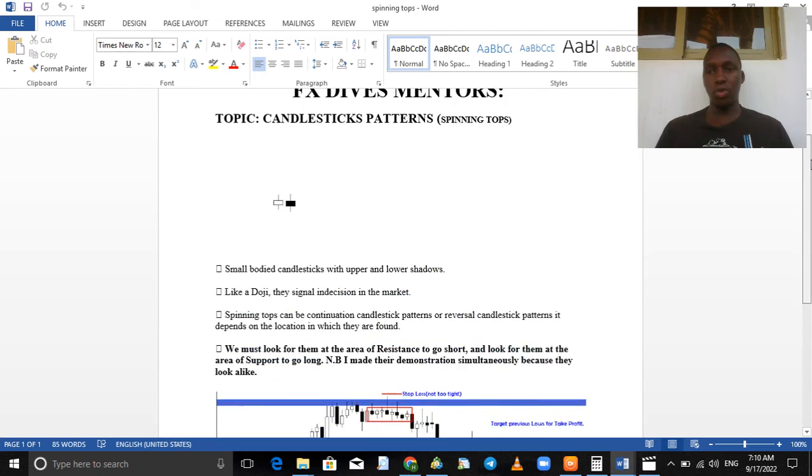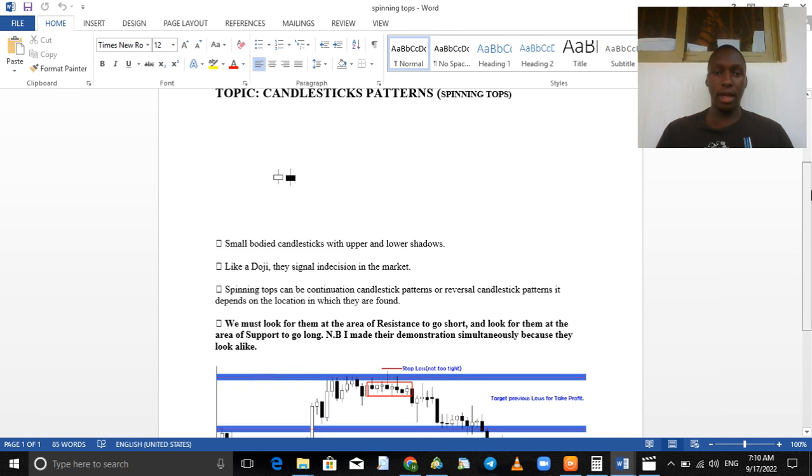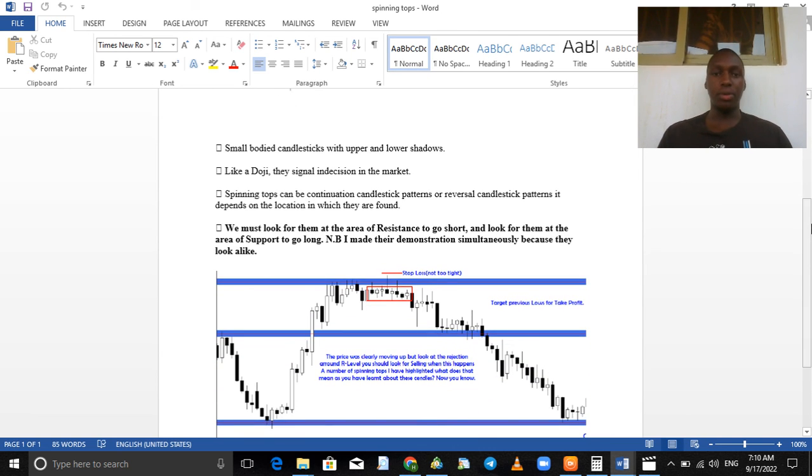Now, for those who have not been differentiating between spinning tops and doji candlesticks, this is the right time to try to differentiate that these candlesticks differ. They are not the same. I hope you have liked this video and you have learned a lot, because we made sure this video was short but so educative.